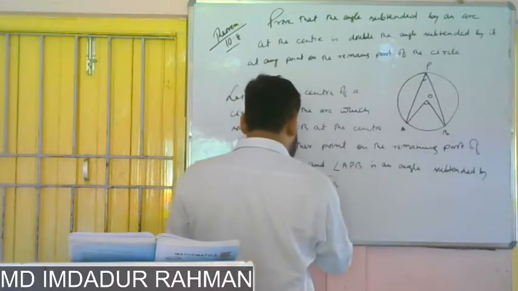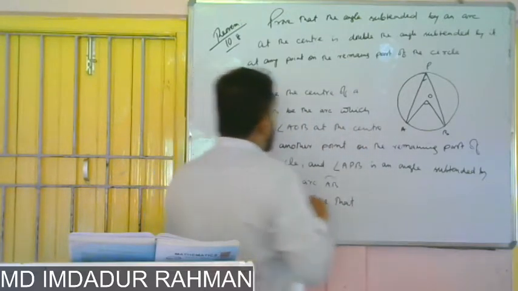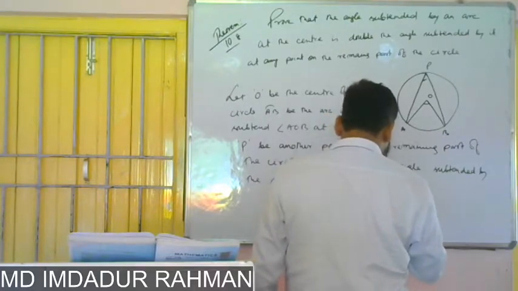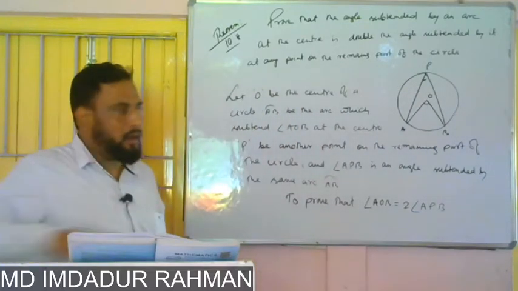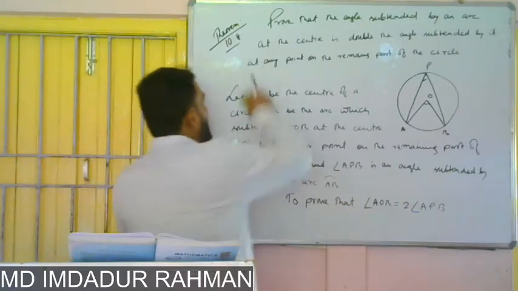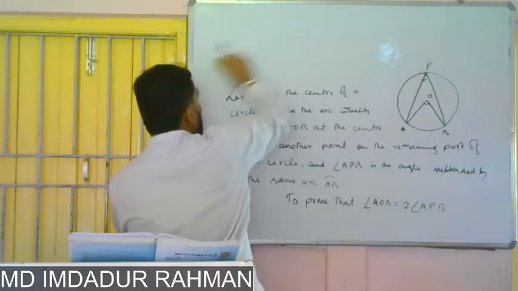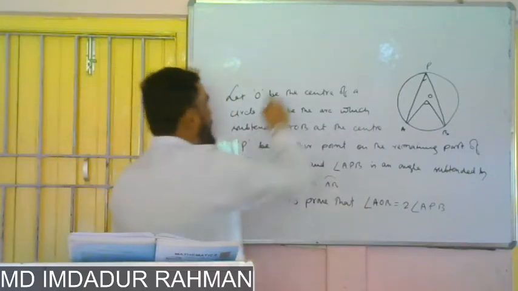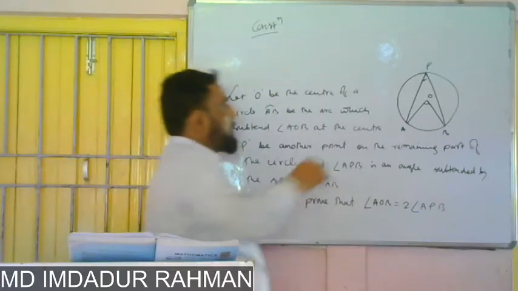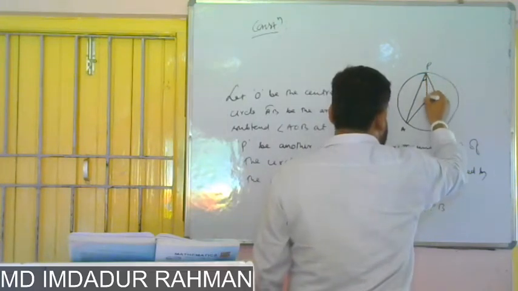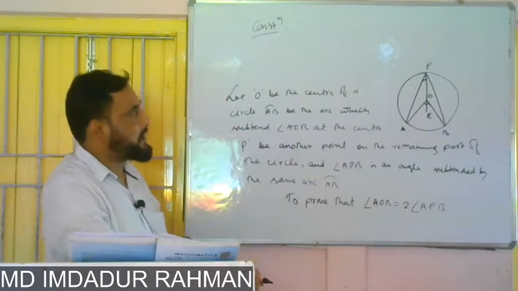Now we have to prove that angle AOB is equal to twice angle APB. We have to prove this one. And to establish the proof, we need one construction. PO is joined and extended up to E.